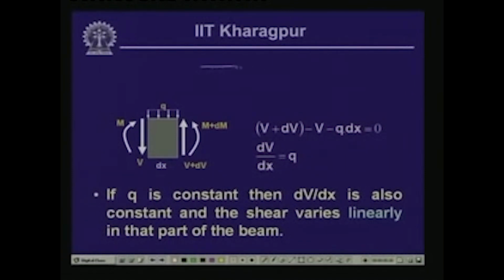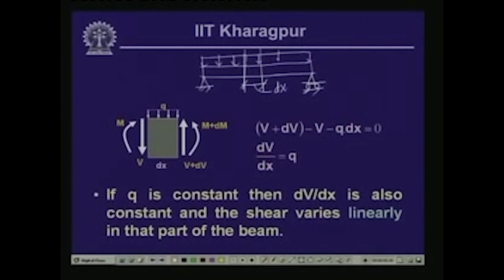This is the part of a beam. Supposing we have a beam which could be a simply supported one, hinged at this end and supported on a roller at this particular end, and subjected to a uniformly distributed load. If we take a part of this beam of length dx, then according to our conventions we have placed the shear force and the bending moment on the two sides. This particular equation we have seen in the last lesson: dV/dx equals q.